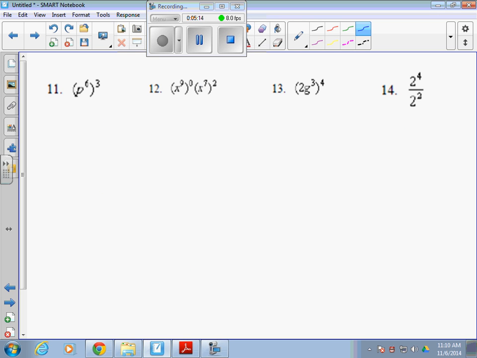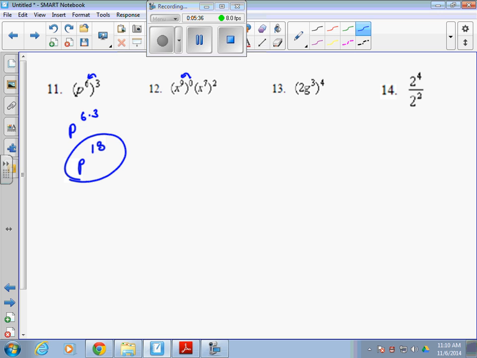Number 11 says p to the 6th to the 3rd. Okay, you're raising a power to a power. You're not adding them anymore. Now is when you're going to multiply them. P to the 6th times 3 is p to the 18th. This is what I was telling y'all the last couple of days. Variables are a whole lot easier to deal with exponents than integer numbers.